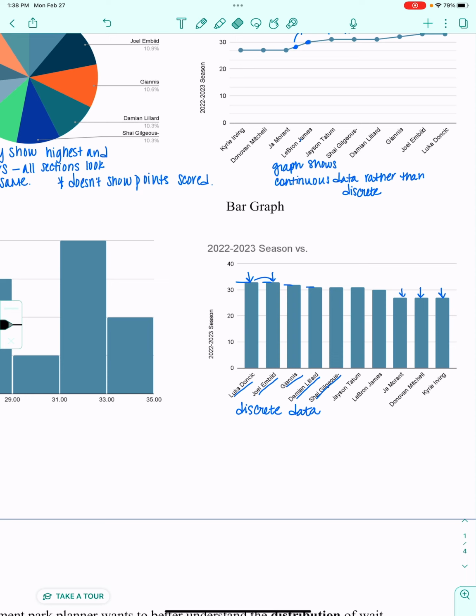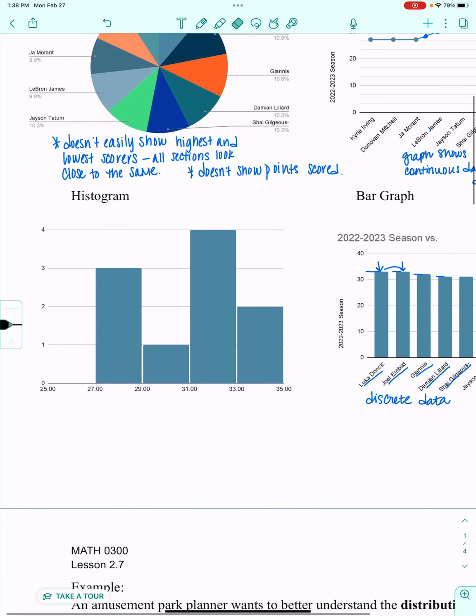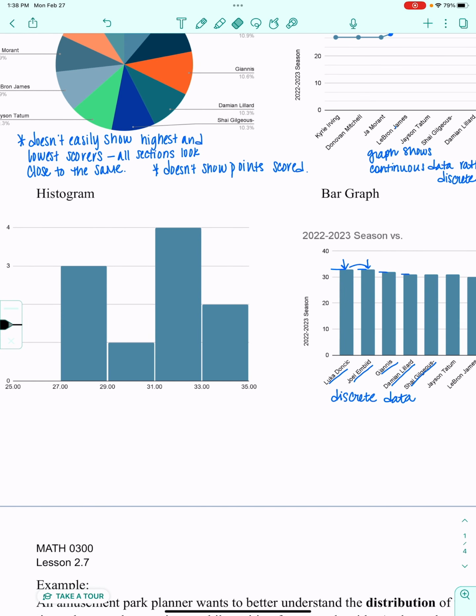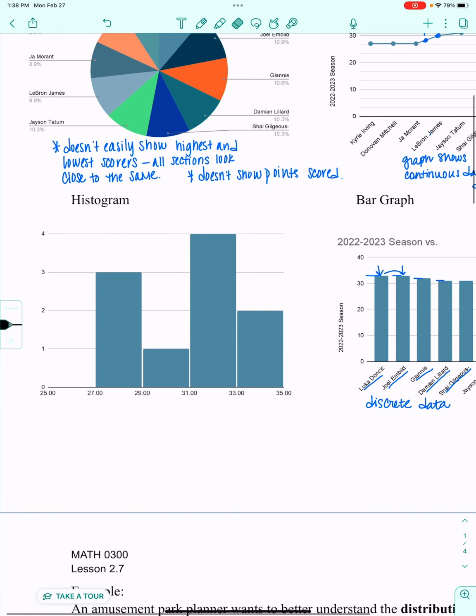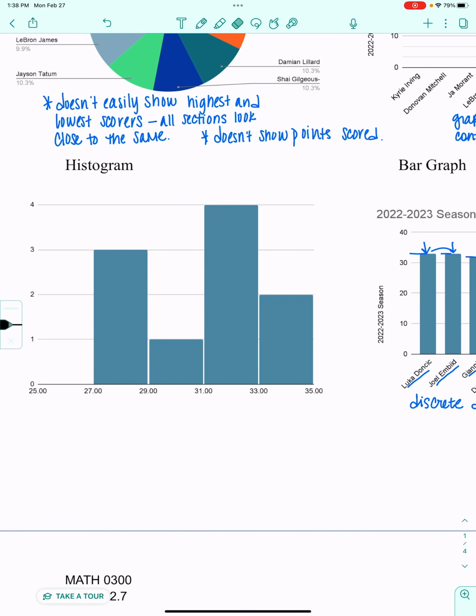We'll check out the histogram. If I go look at the histogram, this histogram, number one, I notice it's not labeled. I don't know what I'm looking at down here on the independent axis. Because of the numbers involved, it appears, anyway, that we are dealing with points scored.